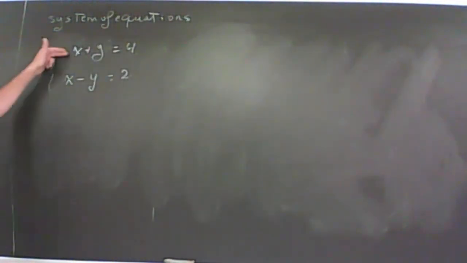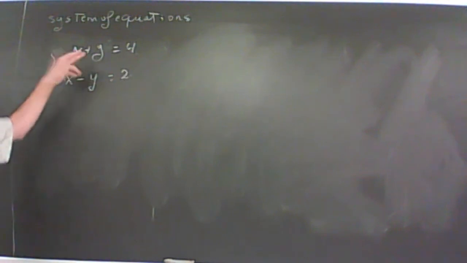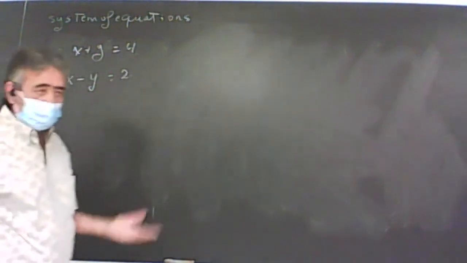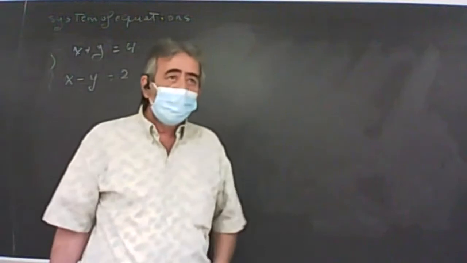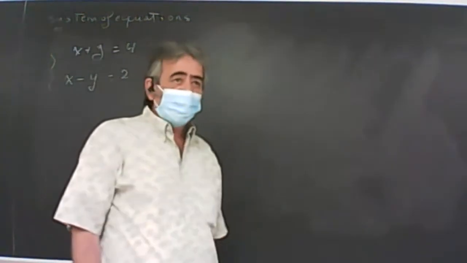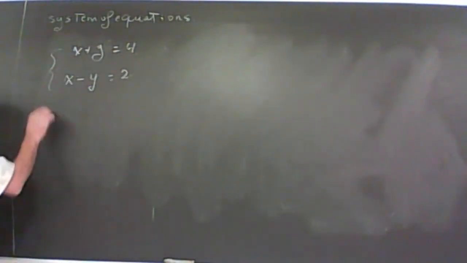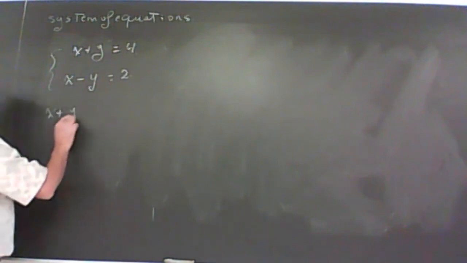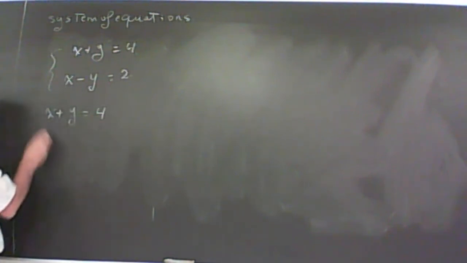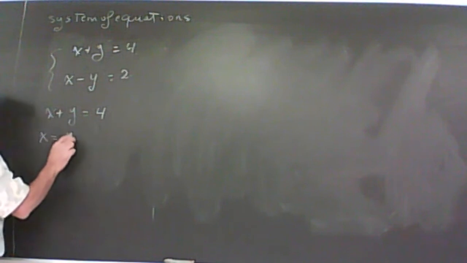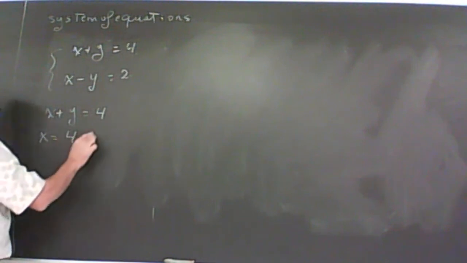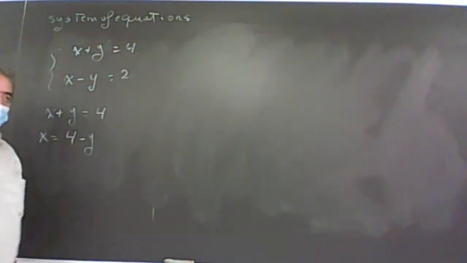Okay, so I'm going to use equation 1 again. I can solve for either x or y. It really doesn't matter. Your choice, whichever variable you want to solve for first. So this time, let's solve for x and substitute back in, and let's see what I get. If I take x plus y equals 4, then x equals 4 minus y.